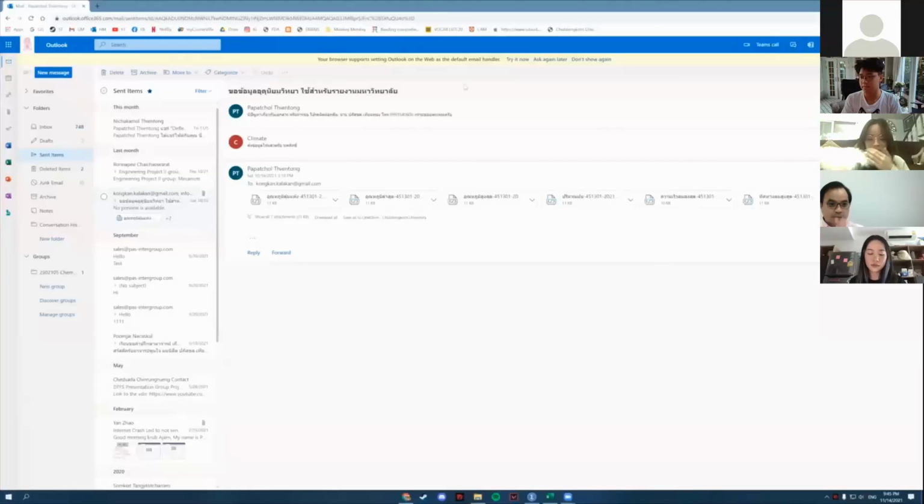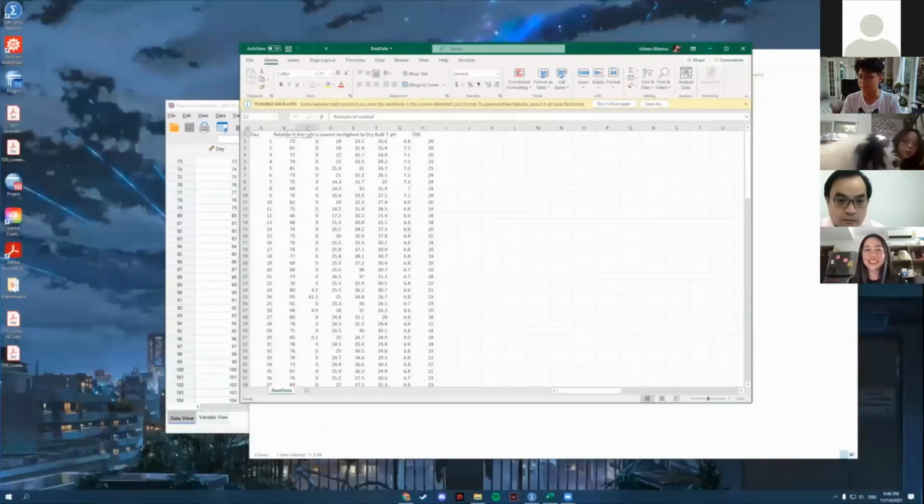So the first data set I have gathered is from the Thai Meteorological Department, which requires me to send an email to the department and gather all these data sets. This is the data that I have gathered from the Thai Meteorological Department, and this one is from my factory.